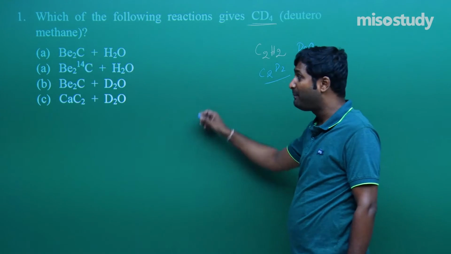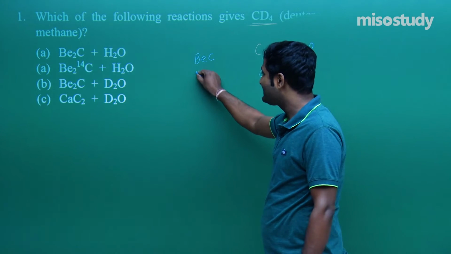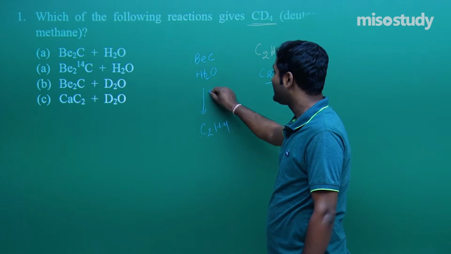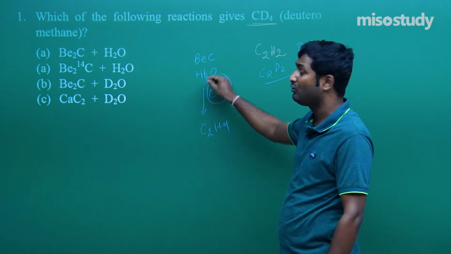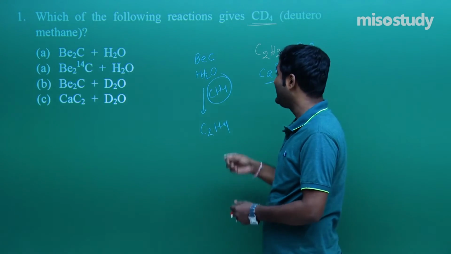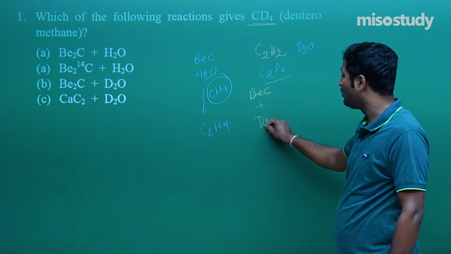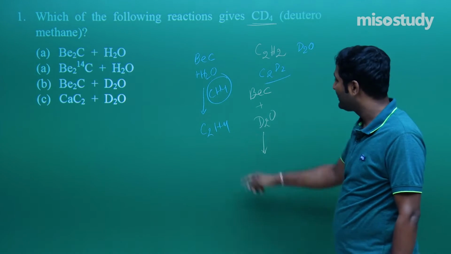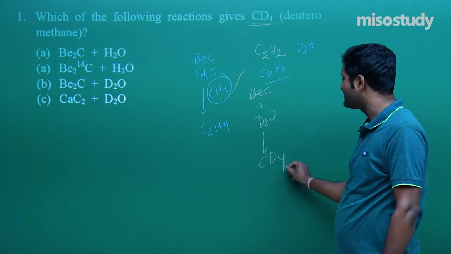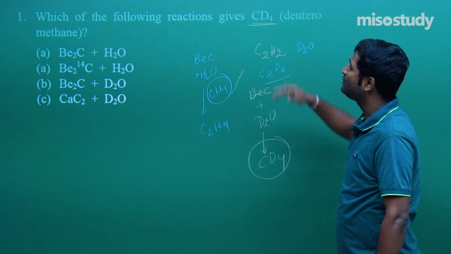But in the case of beryllium carbide, do you remember, this is the exception case. Hydrolysis of beryllium carbide does not give C2H2, it gives you CH4. Similarly, if I take beryllium carbide and treat it with not H2O but D2O, what will happen? If it is H2O, it gives CH4, and if there is D2O, it gives you CD4, that is deuteromethane.